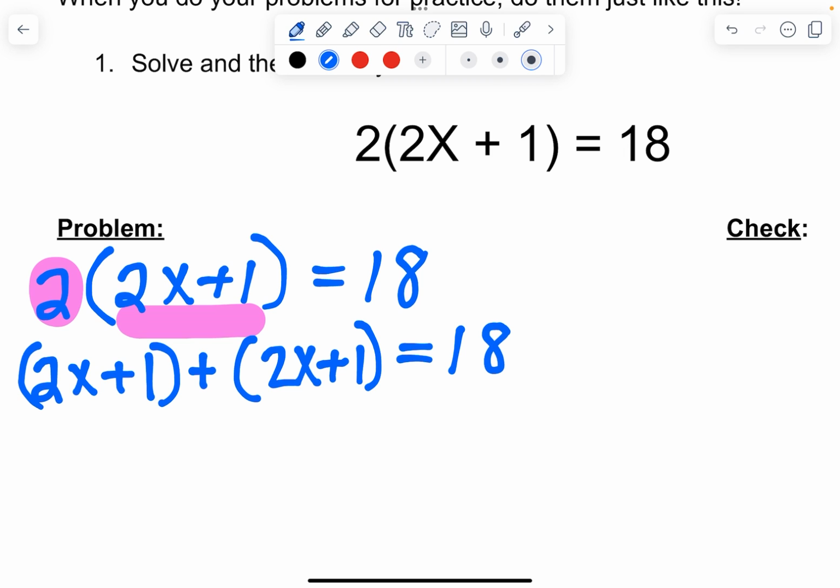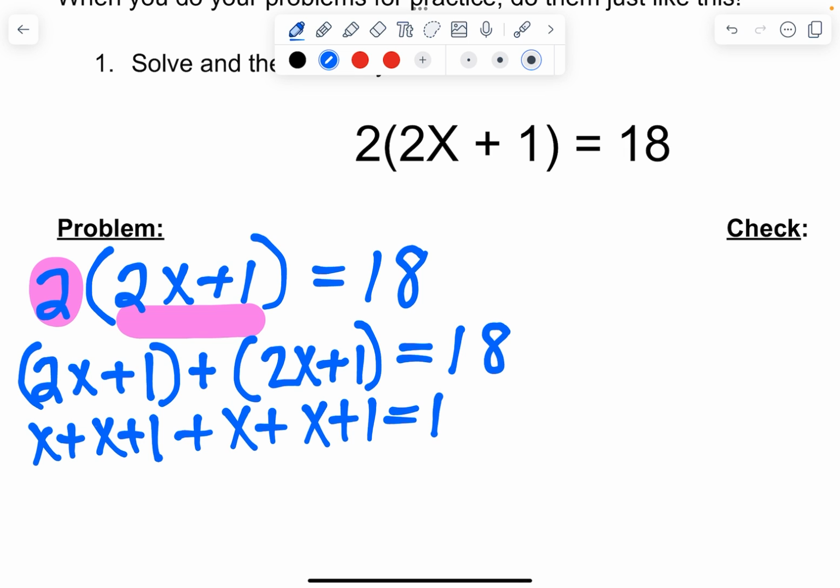Now what we're going to do is we're going to expand. So I've got x plus 1 plus x plus 1 equals 18. So the new step for this section is this right here, where I've got a 2 in front, so I'm going to do 2 packages. If it was a 3 in front, I'd do 3 packages. It all depends on the number in front of the parentheses.